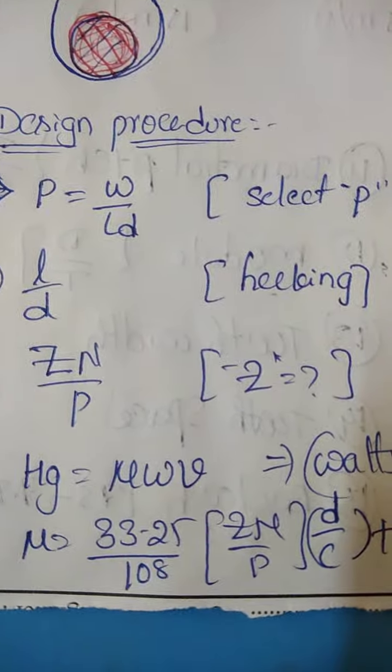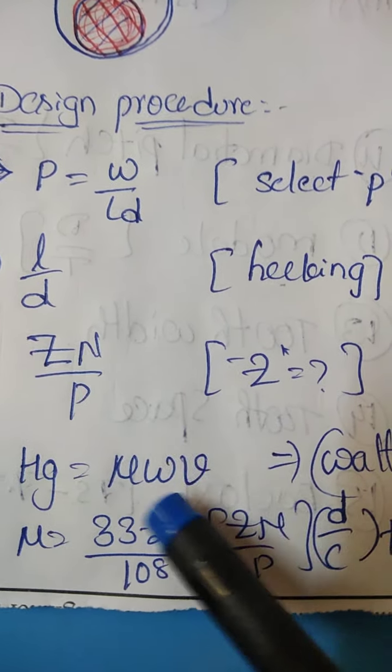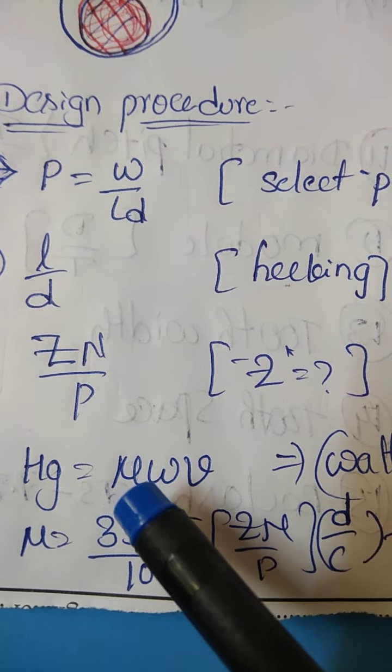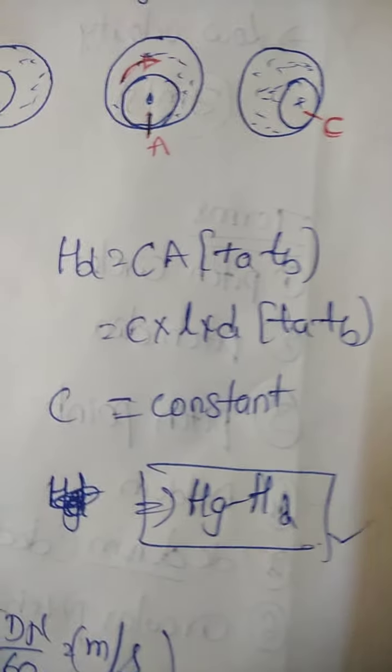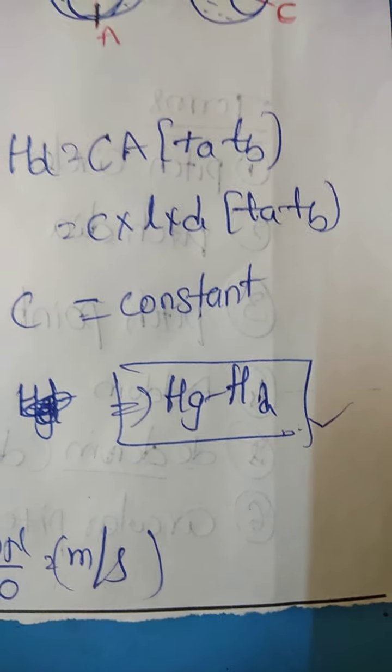Once you find the mu, W, V values, where the W value will be given in the problem, find the heat generation in watts. The units are in watts. Later on, you can go for the heat dissipation. That means how much heat is dissipating from the bearing, right?